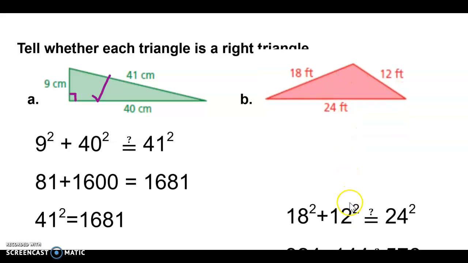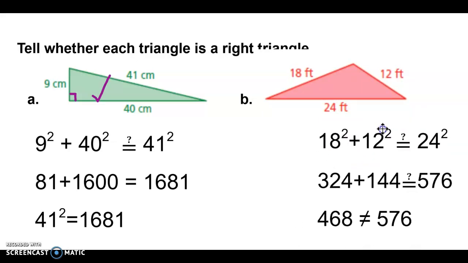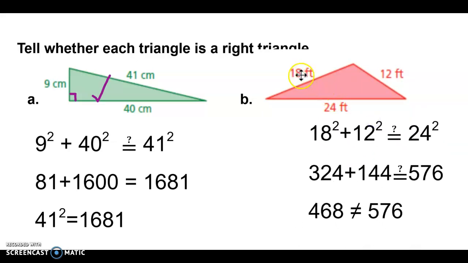So I can go through and fill in these numbers, and I have a squared and b squared. Remember, they're always going to be the two shorter. The longest side goes alone. So 18 squared plus 12 squared, does that equal 24 squared? 18 squared is 324, 12 squared is 144.